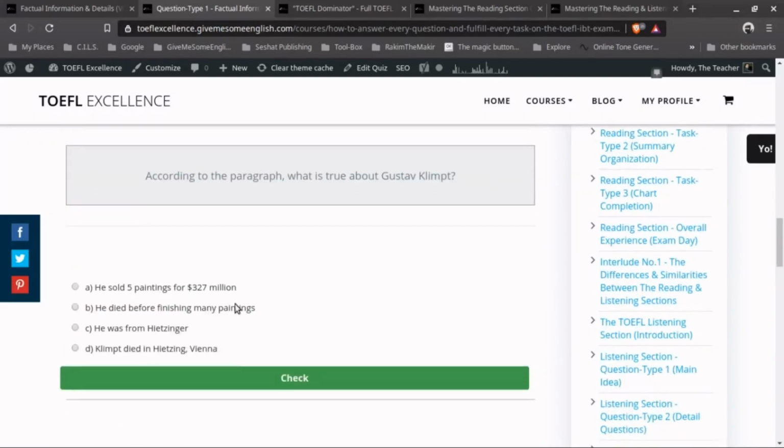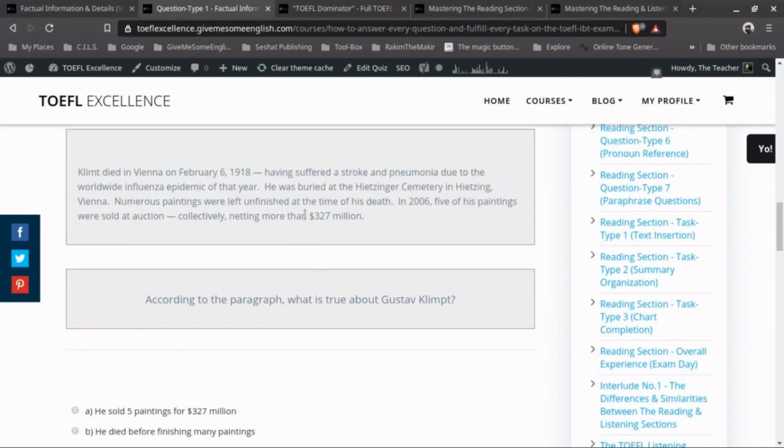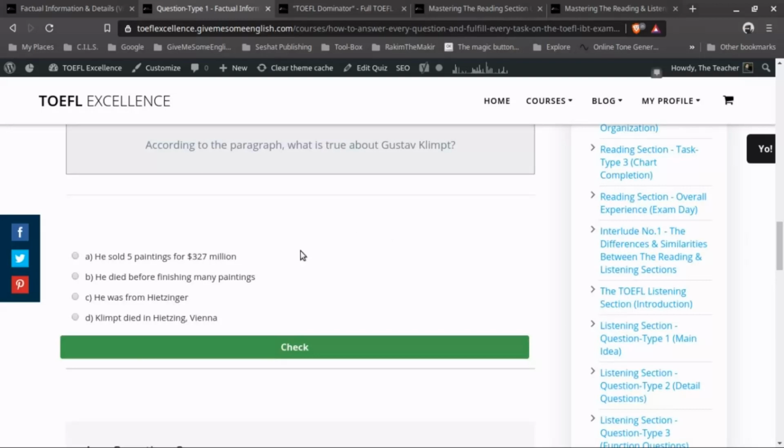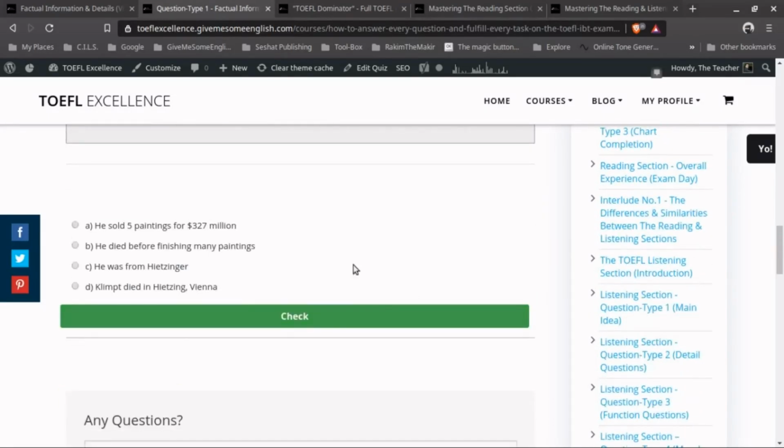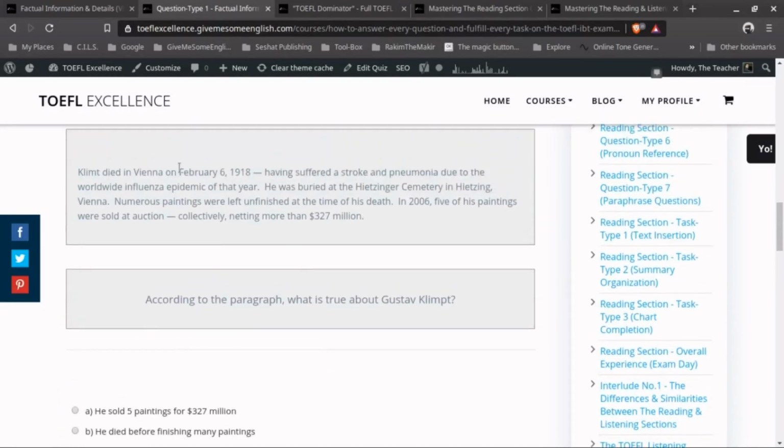Okay, so he sold 5 paintings. Well, let's see, 327. So we go back to the beginning. 5 of his paintings were sold. Okay, it didn't say that he sold them. He died before finishing. Let's see, died. Gustav died in 1918. Well, wait a second. If he died in 1918, he couldn't have sold the paintings in 2006, so we know that that one's not correct. We don't know if he died before finishing them.